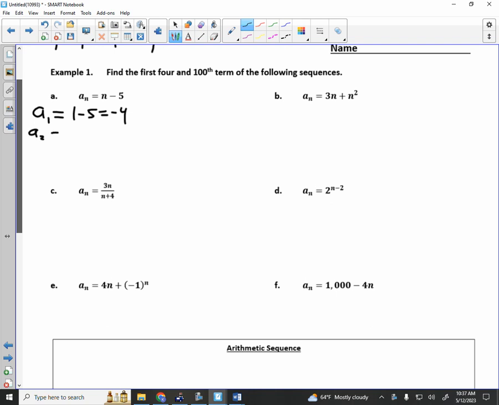The second term of the sequence would be 2 minus 5, which would be negative 3. The third term of the sequence would be 3 minus 5, which would be negative 2. And the fourth term would be 4 minus 5, which is negative 1. You can make a prediction what the next term is. You see the pattern that's developing right now, right? And if you want to know the 100th term, it is simple to just plug in 100 and subtract 5 and get 95.